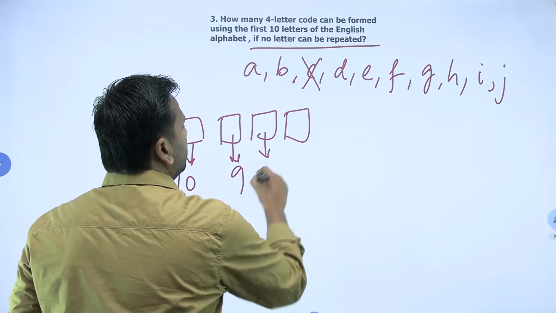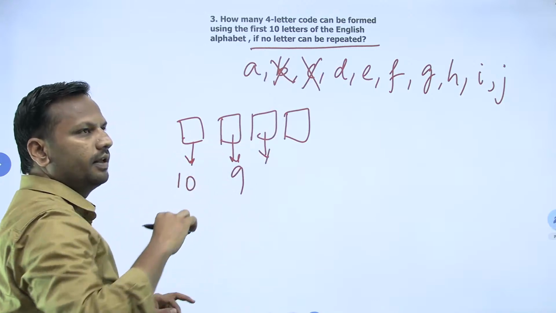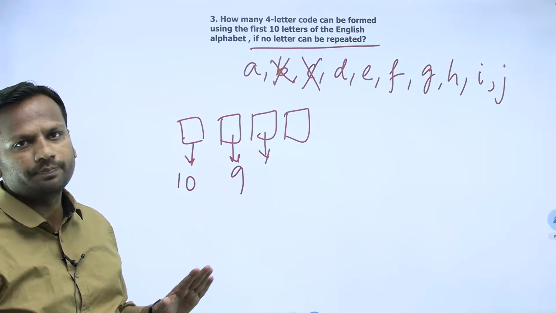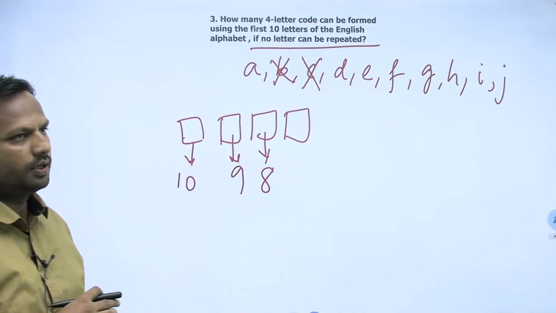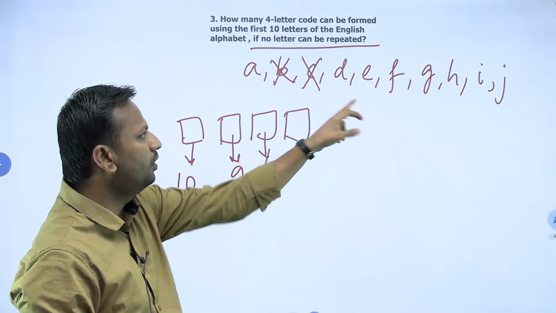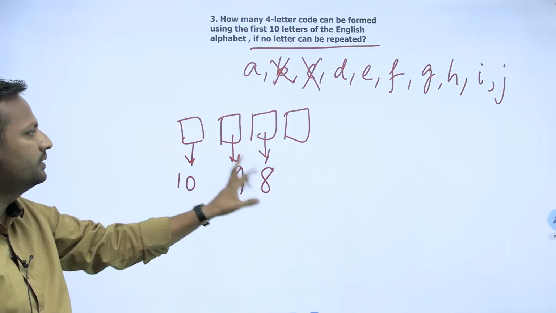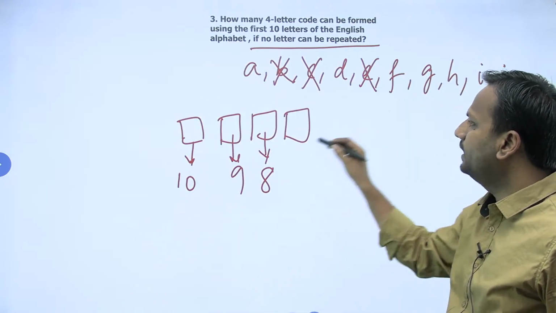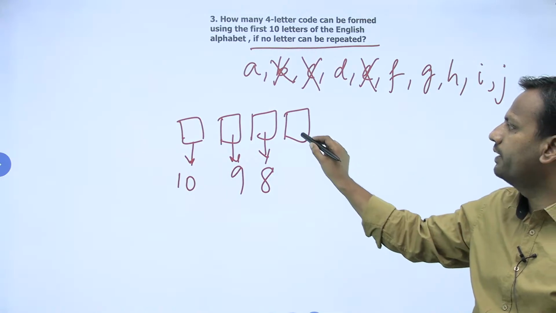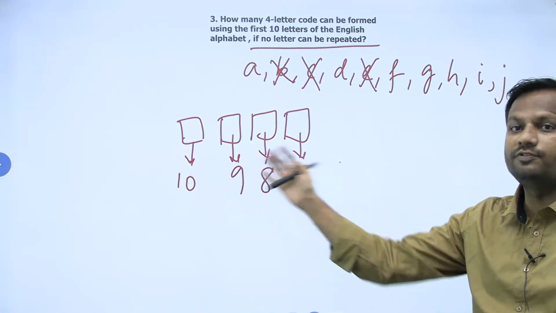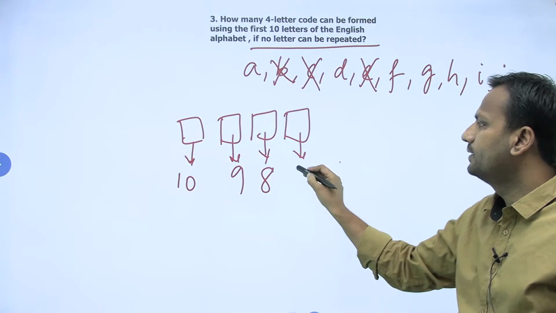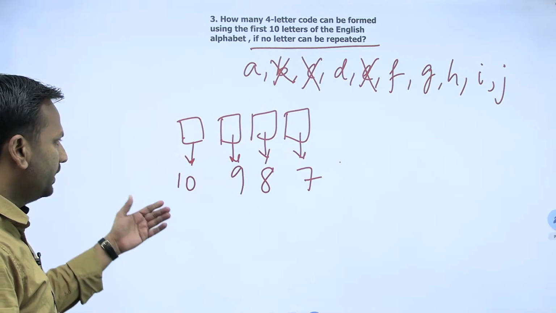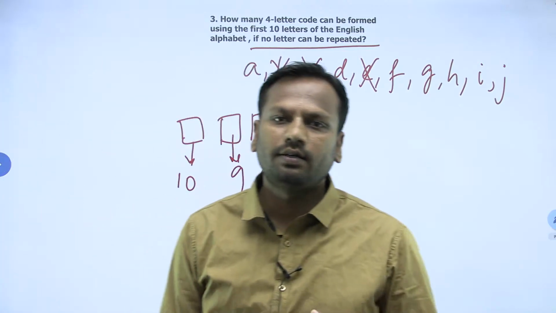Here, if suppose you have used the letter B in the second place, how many are left to fill the third vacant place now? Still 8 are left. Either you can fill A or D or E or F, G, H, I or J in the third vacant place. Total possibilities are 8. Now, if suppose you have filled E in the third vacant place, in how many ways can you fill the last vacant place to form the 4-letter code? Remaining are 7. Got it now?